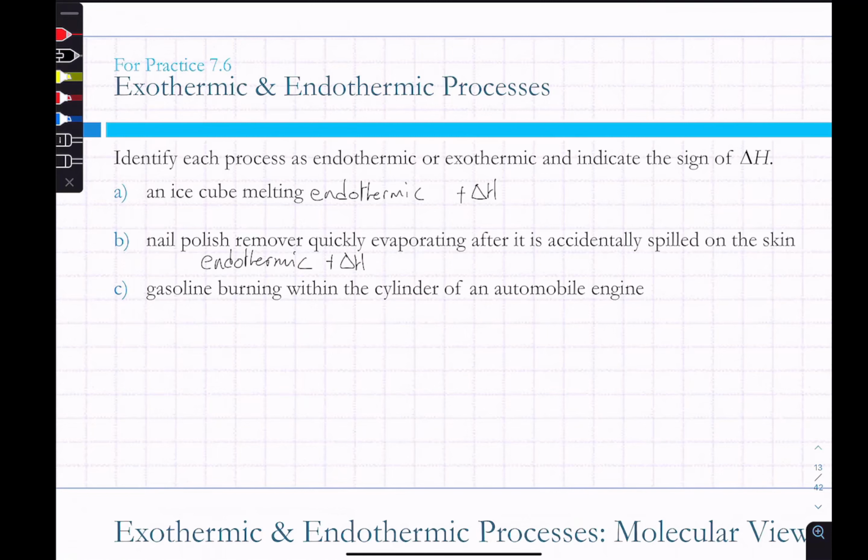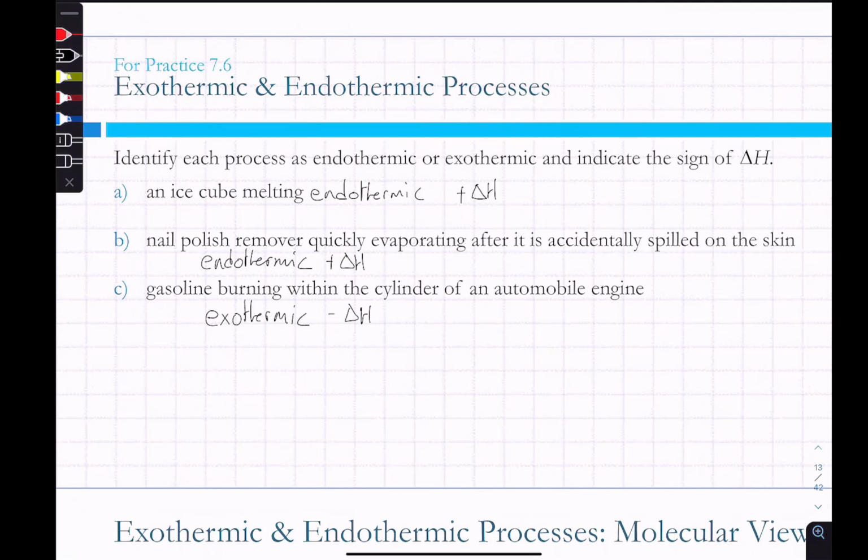Gasoline burning within the cylinder of an automobile engine. Not a trick question. I know some of these feel like trick questions. Exothermic, yeah. So the sign of delta H is going to be what? Negative.